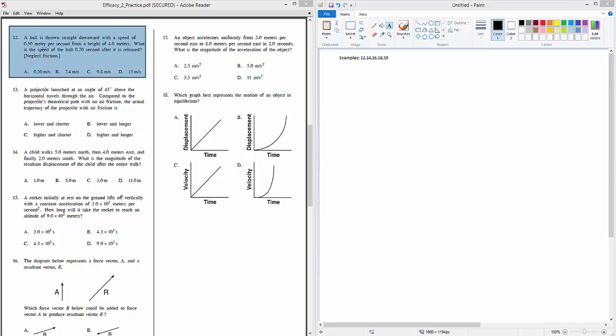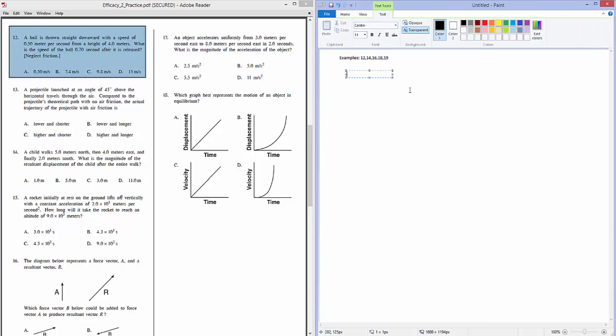So question 12 says, a ball is thrown straight downward with a speed of 0.5 meters per second from a height of 4 meters. What is the speed of the ball 0.7 seconds after it's released? Okay, so a lot of words. And usually in this case, the first thing we would want to start with is our givens, right?